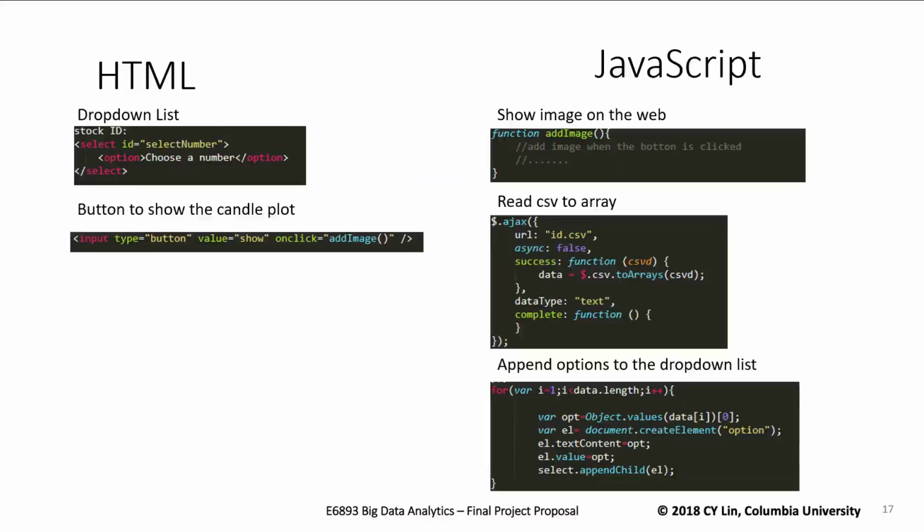Here are some basic functions we write in HTML and JavaScript. We declare a drop-down list and a button in HTML, and in JavaScript, we use jQuery to import the CSV file to an array, and according to the data in the array, we append the options to the drop-down list.